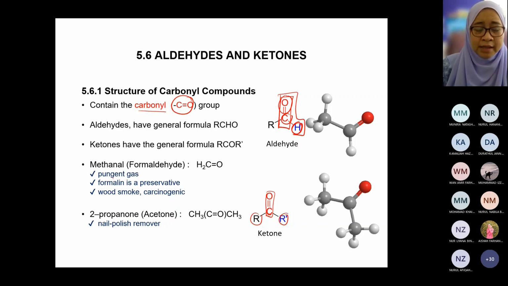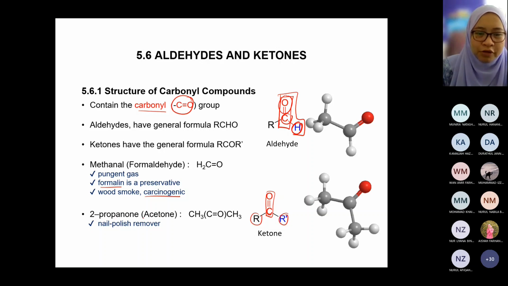It is a pungent gas. Okay, and then it is also known as formalin. Okay, formalin is a preservative. So formalin is normally used to preserve something like mayat. Okay. Apa nama tu, serangga, insect, okay, and wood smoke, it can be produced from, apa nama tu, it is also known as wood smoke, and it is also carcinogenic, okay, so don't expose yourself too long with methanal, because it is carcinogenic, it can cause cancer.